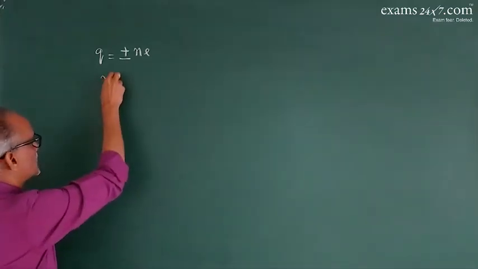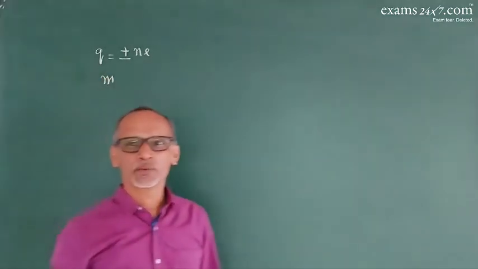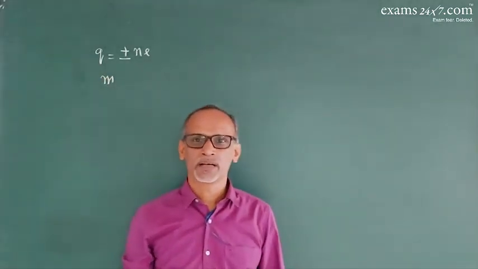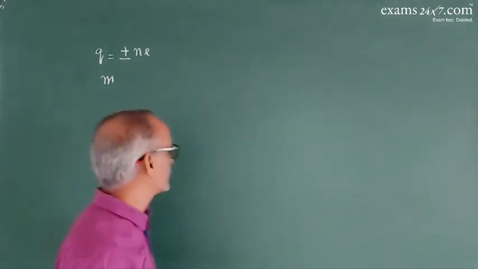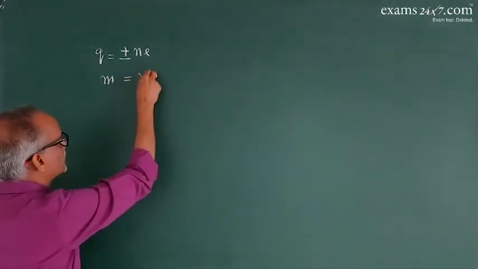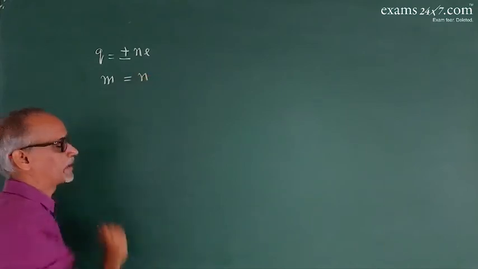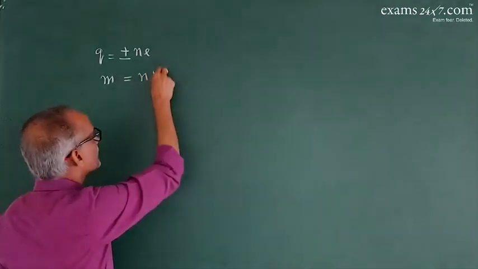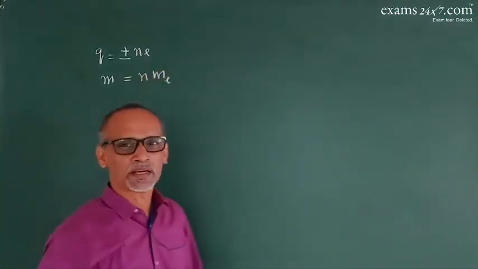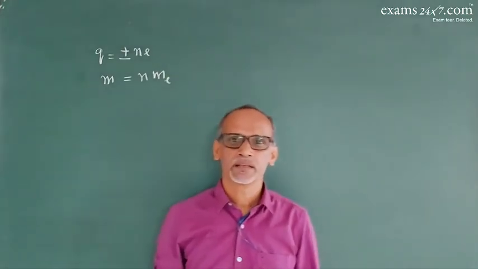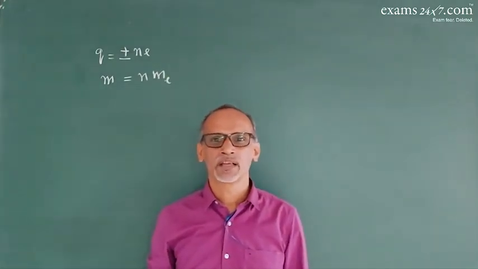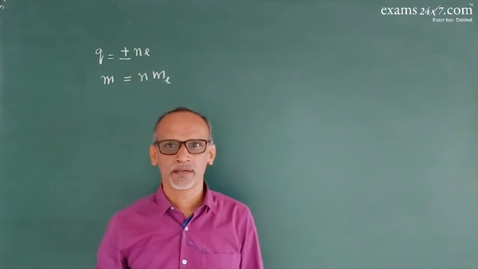Now, the mass lost or gained during charging is given by m is equal to n times m e, where n is the number of electrons transferred from one body to the other, and m e is the mass of one electron, which is 9.1 into 10 to the power minus 31 kg.